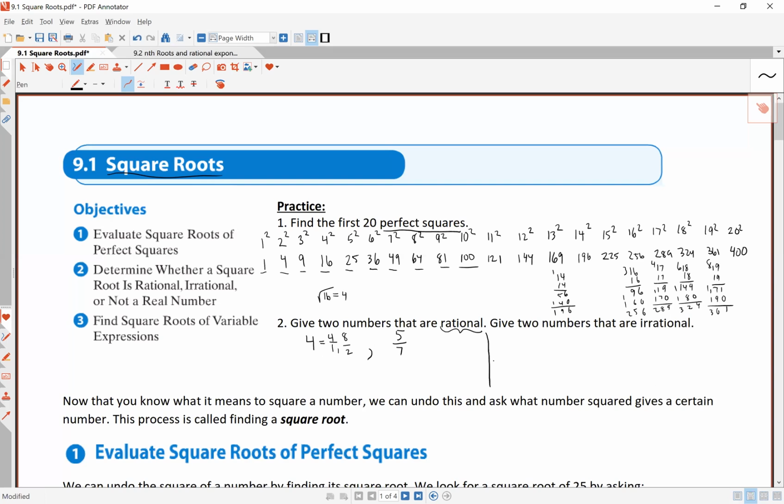An irrational number is a number that cannot be written as the ratio of two numbers. And one number that should come to mind when you think of irrational numbers is pi. If you were to look at the decimal for pi, it would go on forever and would have no repeating digits. However, 5/7, if you were to write this into its decimal, you would see repeating digits.